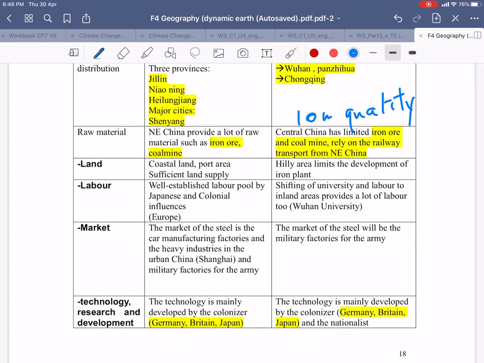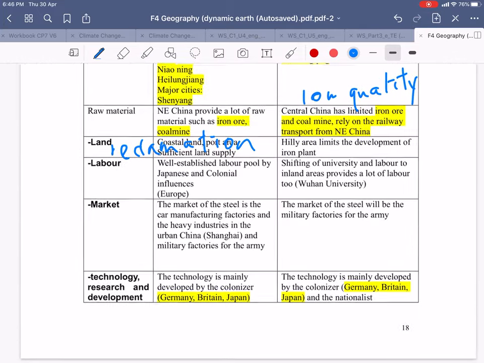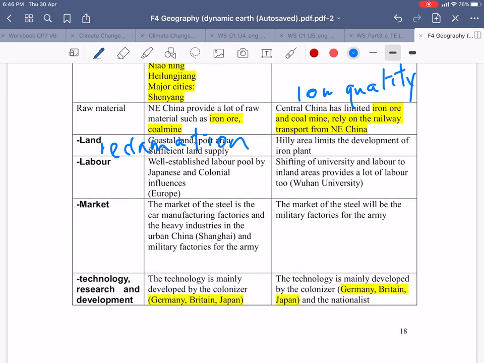For the Liaoning, it's better because it's coastal land. It can do the reclamation easily. You can write down reclamation as well. How about the Wuhan is hilly, so the expansion is not quite considerable. Labor, the original colonial influence has provided a lot of training to those labor, because originally it is from Japan, originally also from the European, okay? The iron steel plant is from them. And then they train up a lot of labor right there, okay?